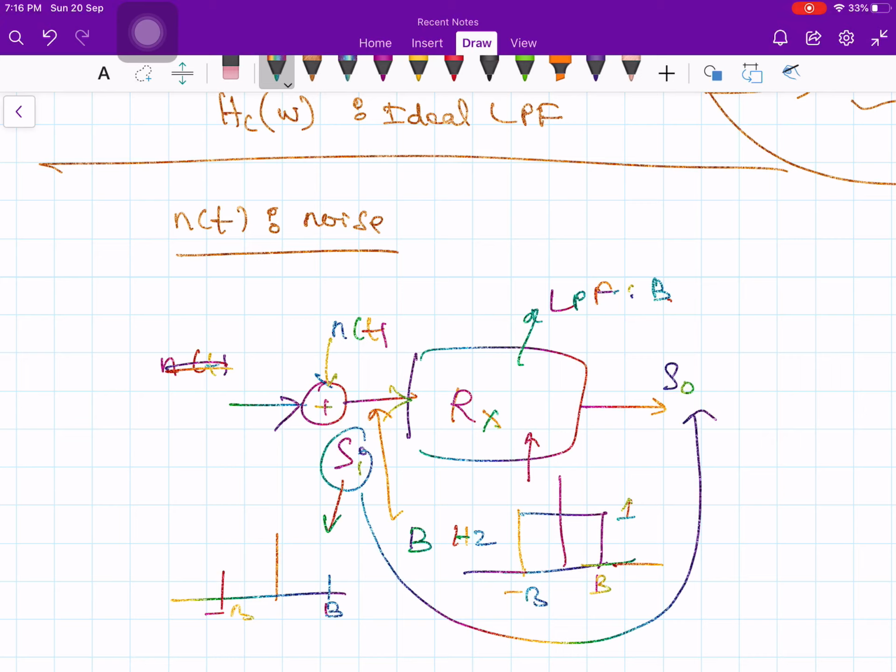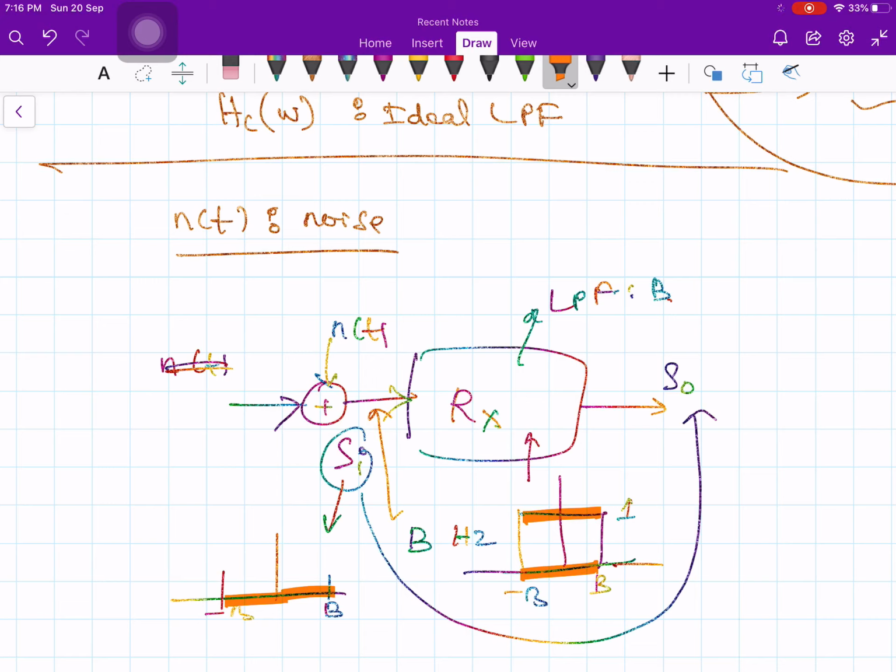Because the input signal has a power spectrum which extends up to B hertz on the positive side and minus B hertz on the negative side. Similarly, the ideal filter also has constant amplitude from minus B to plus B. So that's why the output power is the same as the input power. The spectrum is not disturbed.